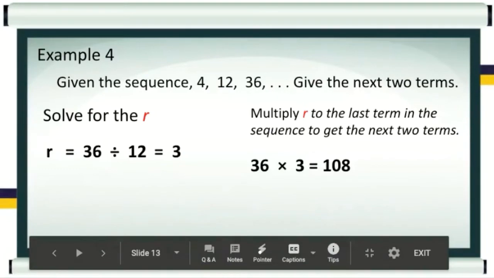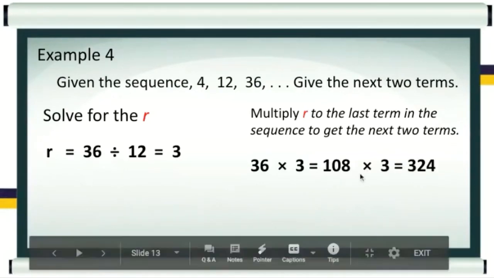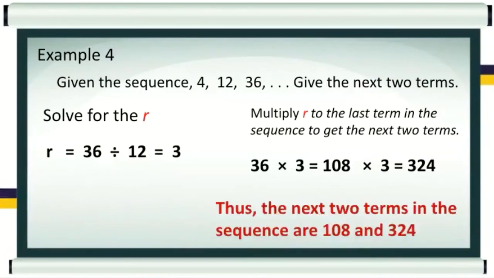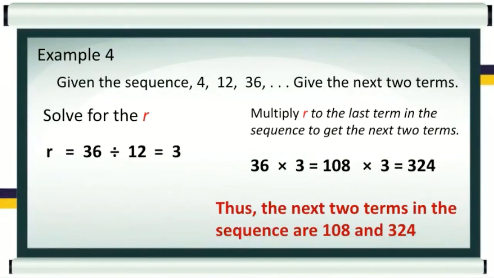Since we are looking for the next two terms, and this is the first, we multiply again 3 times 108. So the answer will be 324. Thus, the next two terms in the sequence are 108 and 324. Get it? Any question about common ratio? None so far. Very good.